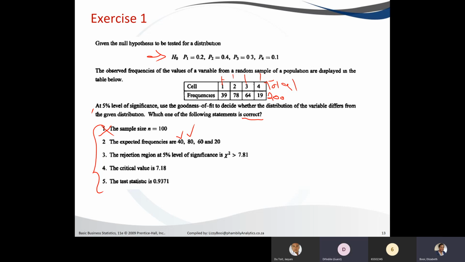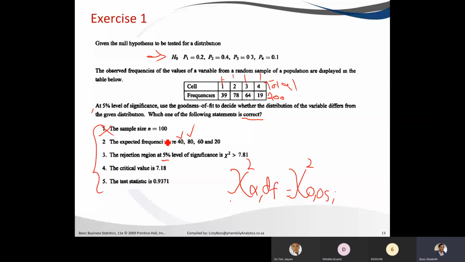But let's say option number 2 is not correct for argument's sake, and continue with the rest of the exercise. So now we have our expected values. The next thing they're asking is the rejection region. They say the rejection region at 5%. So it means our chi-square alpha and the degrees of freedom, which we know, our chi-square alpha, they say it's at 5%. So it will be 0.05.